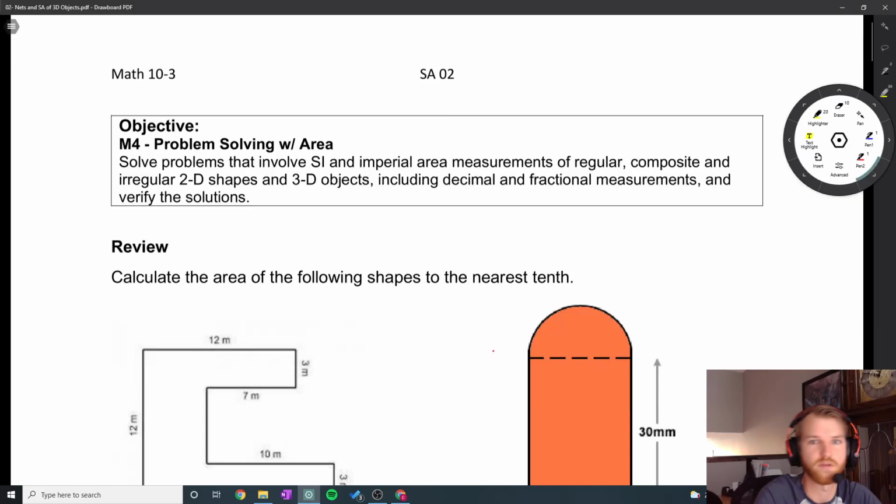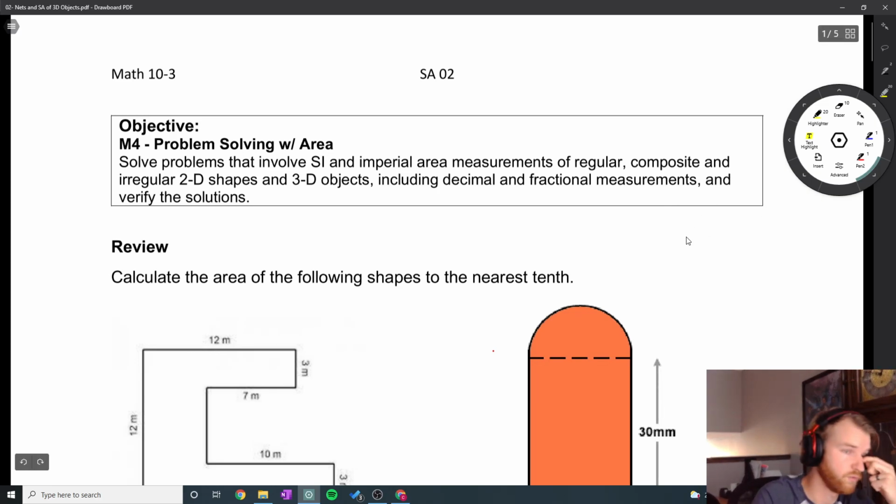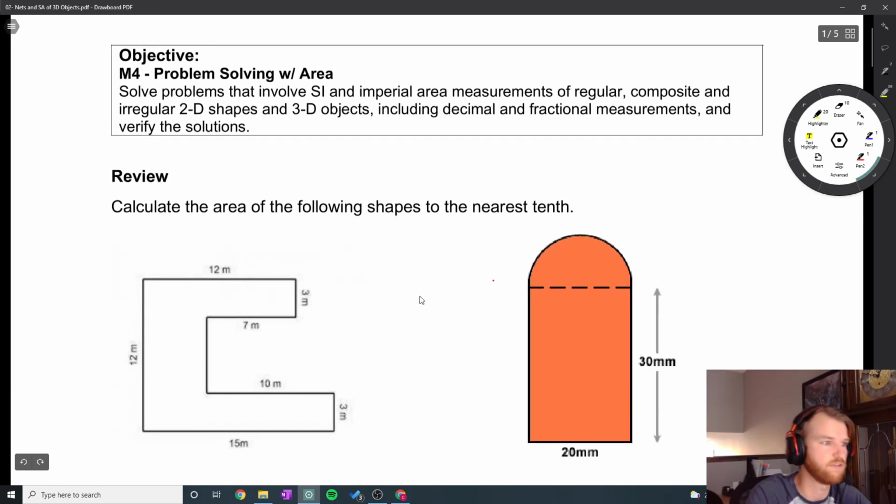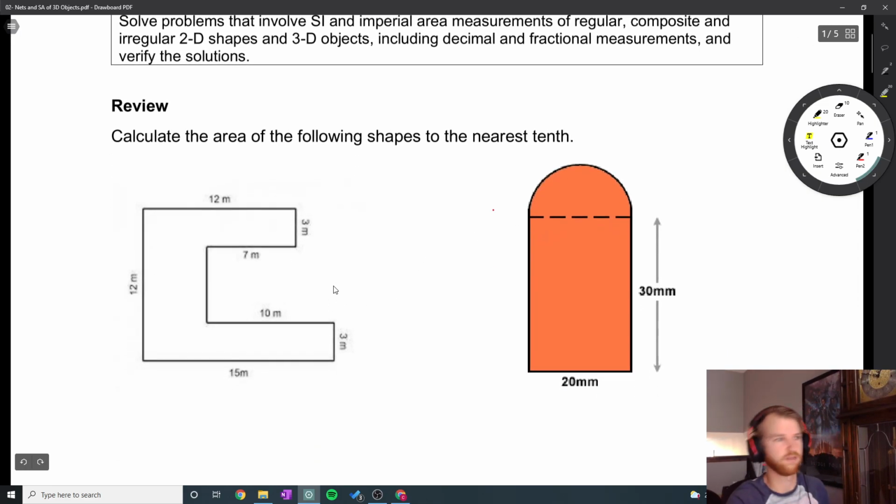All right, so this is the second lesson on surface area for our Math 10-3, and it starts off with a little bit of review. I'm not gonna go through all the work of this one. If you need some extra practice on this one, I'd recommend going back to the last video.